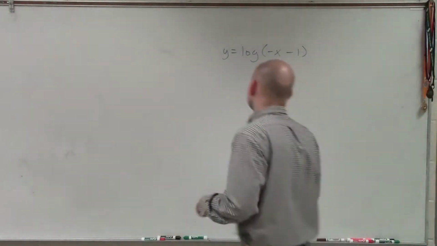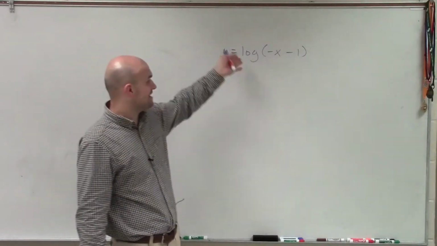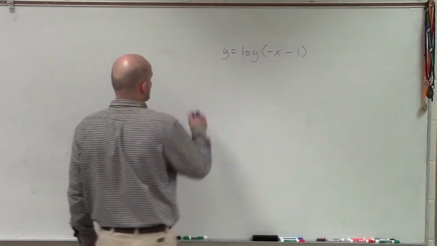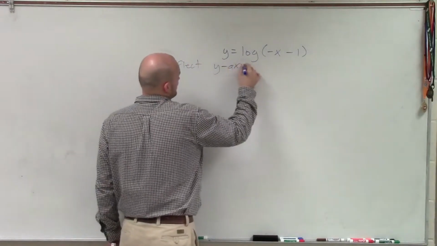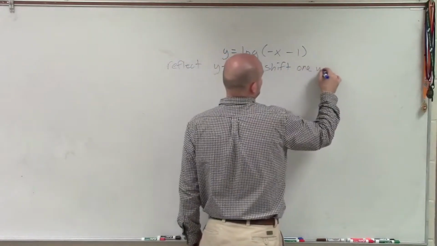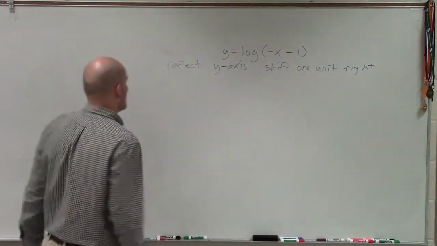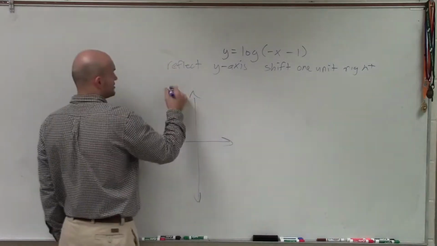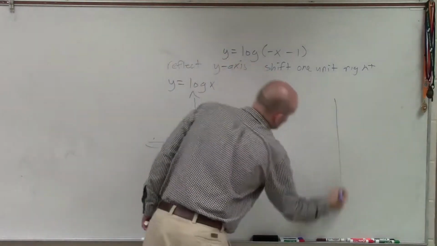All right, so what I have here is y equals log. Now, again, if we don't write the base, we know it's going to be base 10. So log base 10 of negative x minus 1. So when we look at this, we see that negative x, we know we're going to be reflecting about the y-axis. And the minus 1 is going to tell us to shift the graph 1 unit to the right. OK, so again, to graph this, we want to graph the parent function and then apply the transformations. So the parent function in this case is going to be y equals log of x. And then we'll go and graph our final equation.